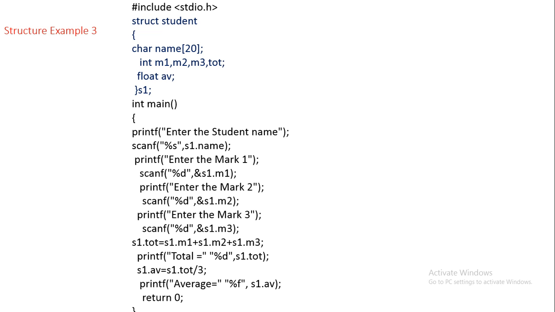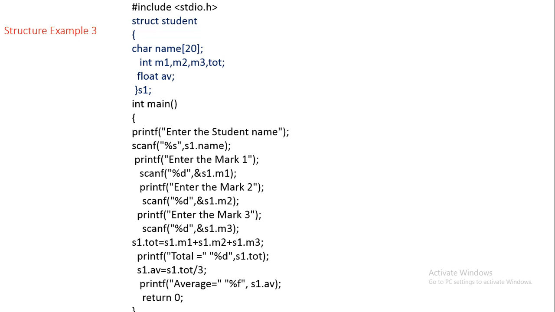And the same one, what's that? We are getting name, mark 1, mark 2, mark 3, and a total and average, right? You just go through the example. See here, character name, int m1, float. There are three different types of data types under this structure student. S1 is the object, so we are accessing the object s1.name, s1.m1, s1.m2, s1.m3, and then total is calculated, and then average is calculated. So it is a simple example that I have given for your reference.